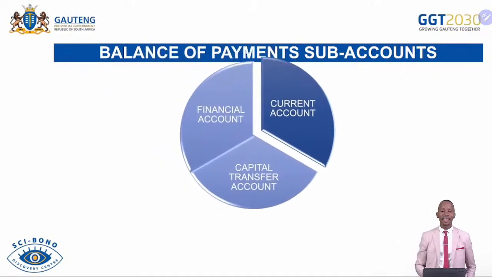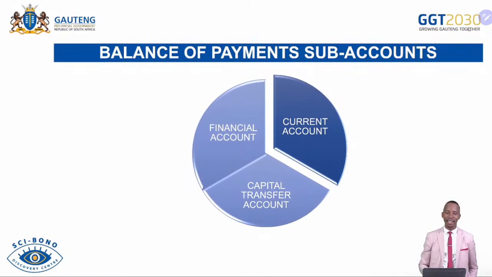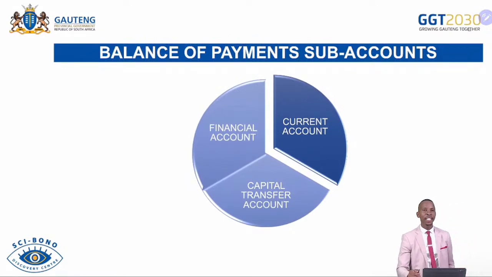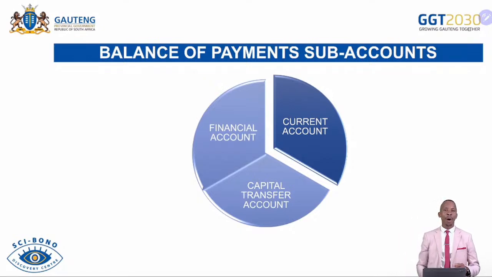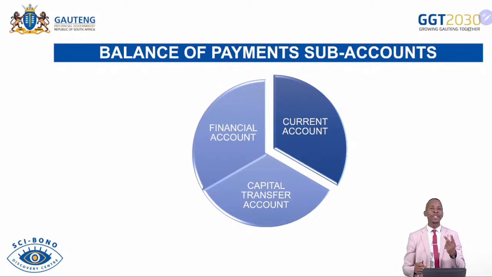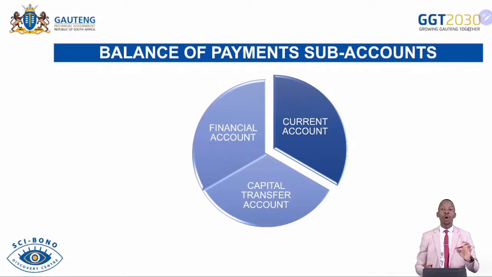So we have some sub-accounts of balance of payments, namely the current account, the capital transfer account, as well as the financial account. In summary, the current account captures income and expenditure, production, services, as well as transfers. That's what is captured under the current account. Under the current account, we subdivide it into two parts. We talk about physical or visible or tangible imports and exports. And then the second part is about invisible or intangible imports and exports.